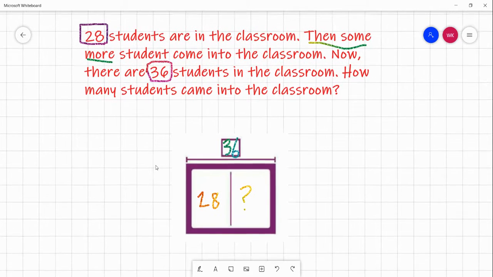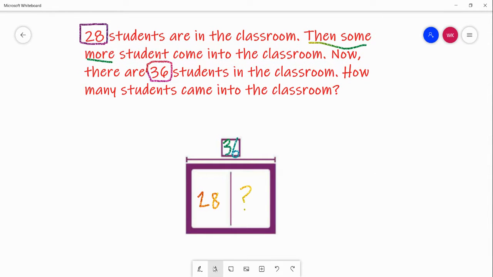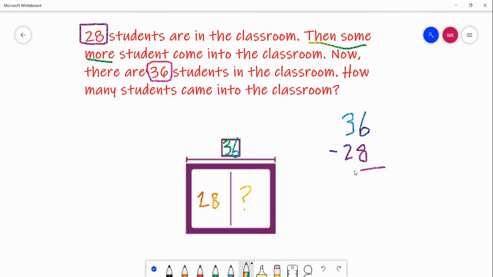So now we're going to try to figure this out. We can either do the problem 36 minus 28 to figure out how many students came into the classroom, or you could do 28 plus how many more, which we don't know yet, equals 36. So I'm going to go ahead and use our open number line to be able to figure out this problem.